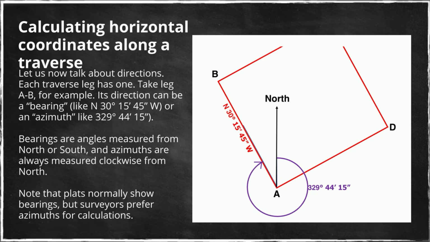There's another way of showing the direction, which is called azimuth. The azimuth of this line is measured from north. It's always clockwise and ranges from 0 to 360. This is always measured from north. So using the azimuth for calculations has several benefits. And that is why surveyors prefer azimuths for calculations. So let's see what we can do with azimuths and bearings.